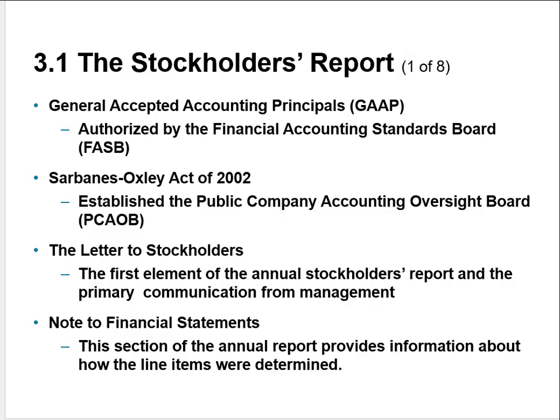In addition, there's something called the notes to financial statements. This section of the annual report provides information about how the line items were actually determined. So if we have questions about inventory, for instance, we can go to the notes, find the section that talks about inventory, and that will tell us how it's calculated and give us some more detail. It provides lots of information about the statements themselves and how they were created.